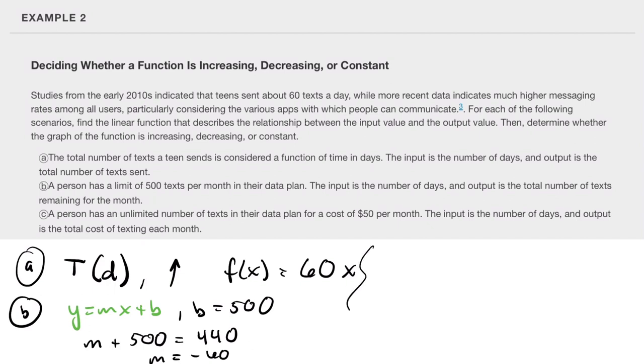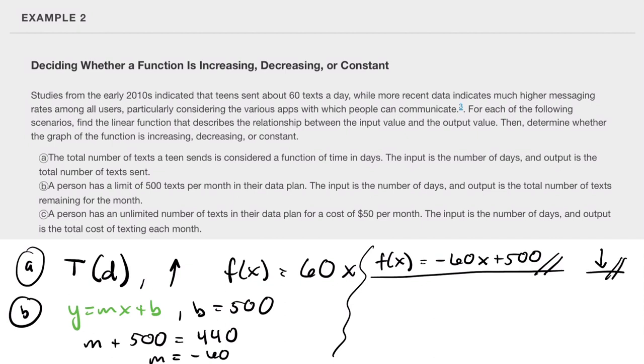I'll keep working over here. If we have our slope and our y-intercept, then our function should take the form negative 60x plus 500. Okay, let's choose a few test points to make sure this works. This would be a decreasing function because it has a negative slope. Decreasing, right? That's my shorthand for decreasing.